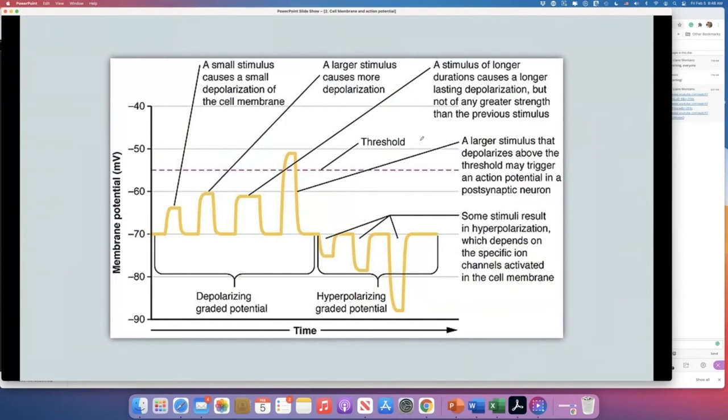Some of these potentials may be depolarizing or excitatory. Some of them may be hyperpolarizing or inhibitory. And the summation of all of these depolarizing and hyperpolarizing potentials is what leads the axon hillock to either reach or not reach the threshold. By reaching the threshold, the neuron will either fire an action potential or not.